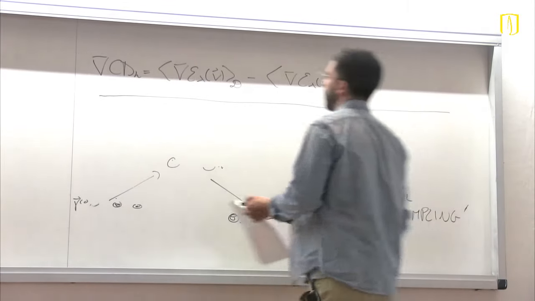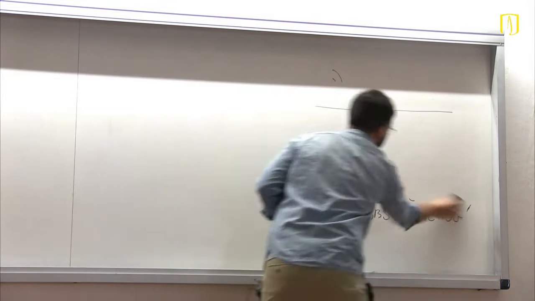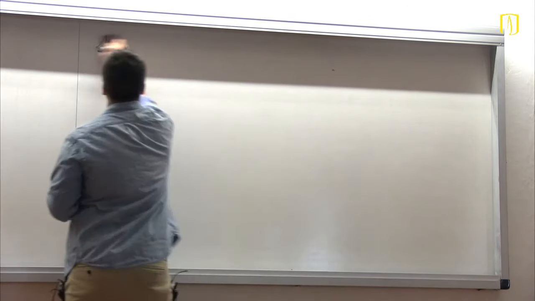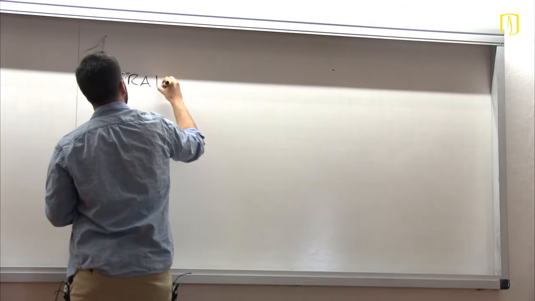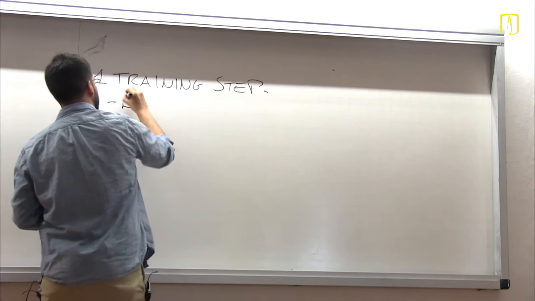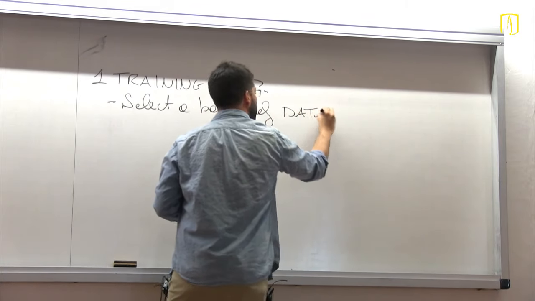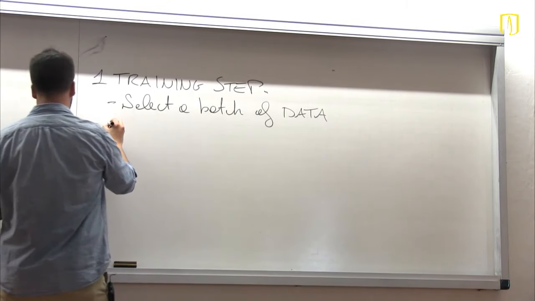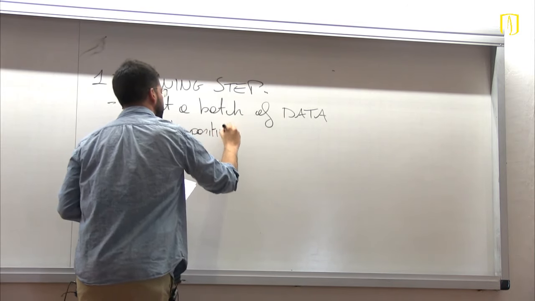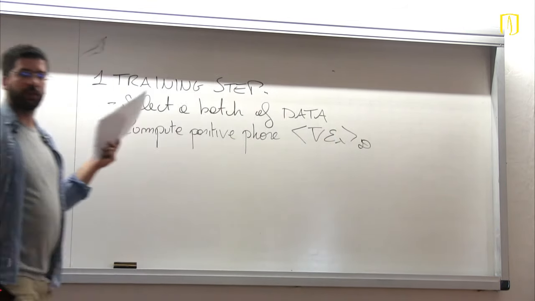Let me just sketch one step of the training, just to summarize. So this is one training step. The first thing is that you select a batch of data. This is typically done at random, and the size is a hyperparameter. Then you compute the positive phase. This is the average of the gradient with respect to your batch of data.